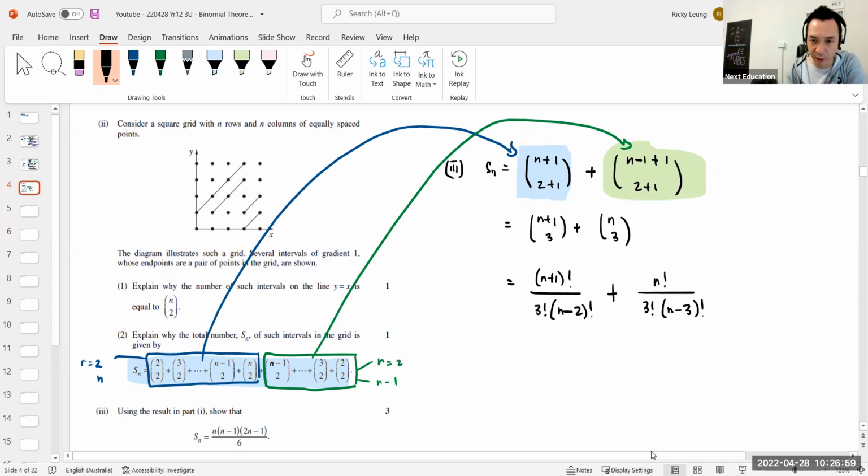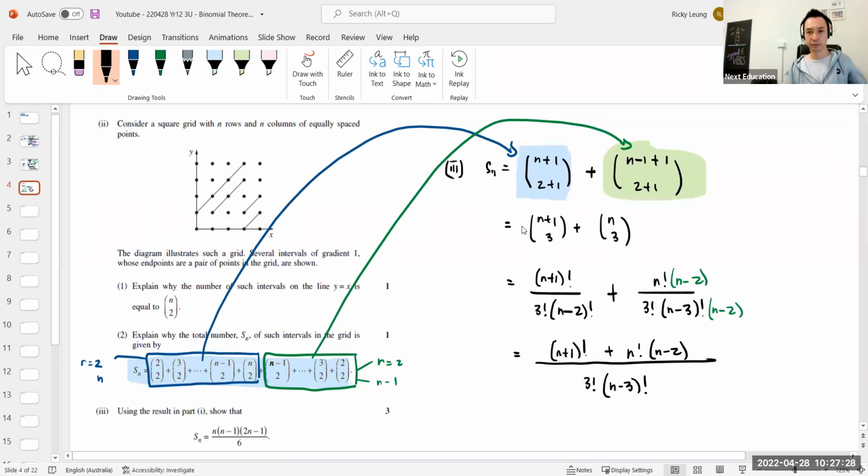Feels like there's a bit of common denominator action required there. Now we know that n minus 2, n minus 3 is smaller. So if I multiply this by n minus 2 and n minus 2, that should give me the same common denominator, right? Then it would be 3 factorial, n minus 3 factorial, and the top would be plus 1 plus n minus 2.